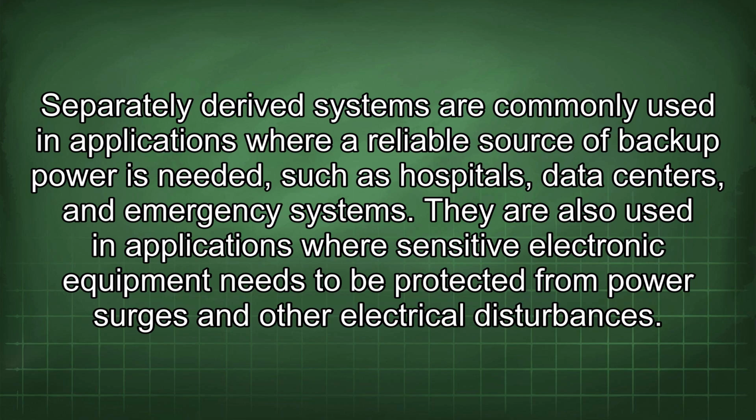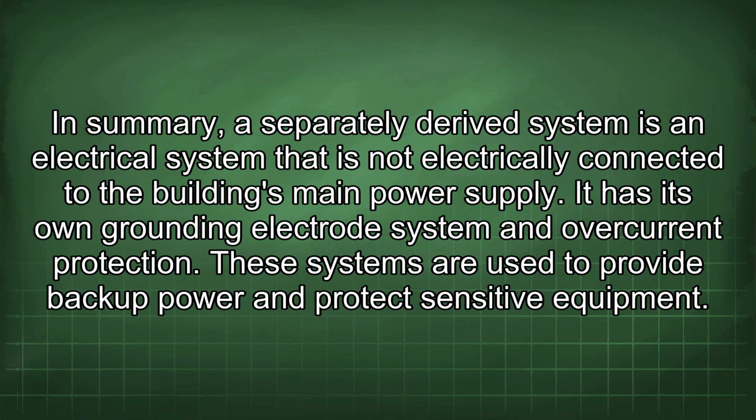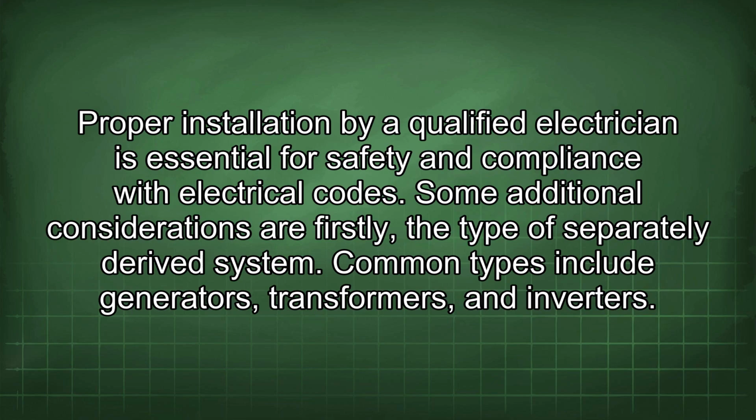They are also used in applications where sensitive electronic equipment needs to be protected from power surges and other electrical disturbances. In summary, a separately derived system is an electrical system that is not electrically connected to the building's main power supply. It has its own grounding electrode system and overcurrent protection. These systems are used to provide backup power and protect sensitive equipment. Proper installation by a qualified electrician is essential for safety and compliance with electrical codes.